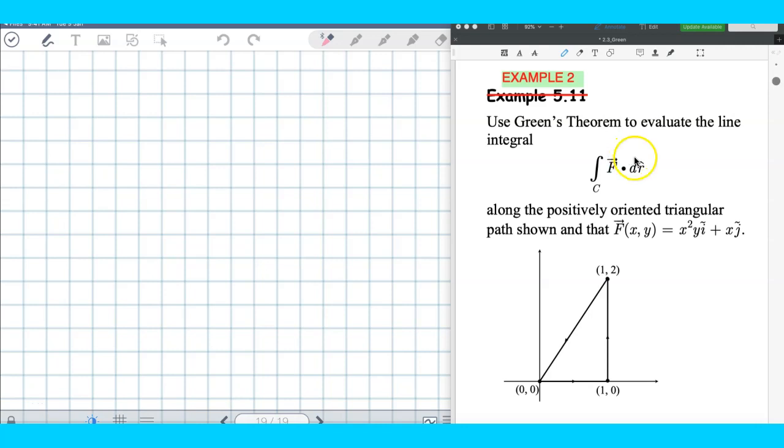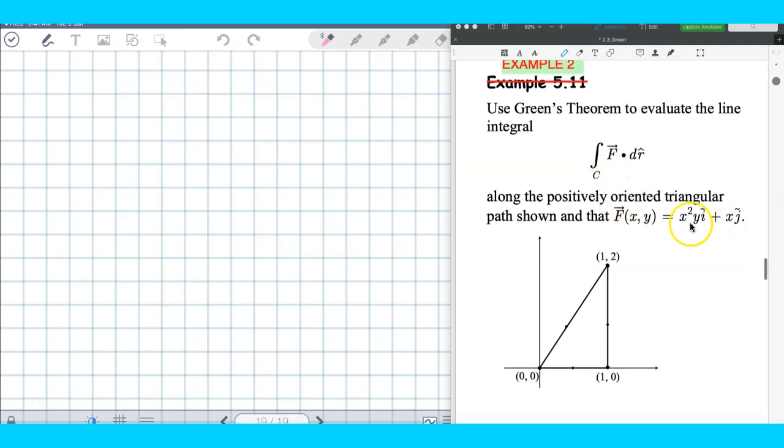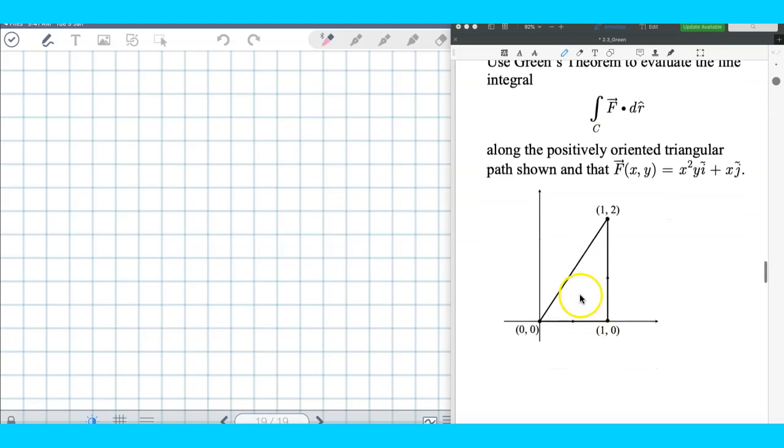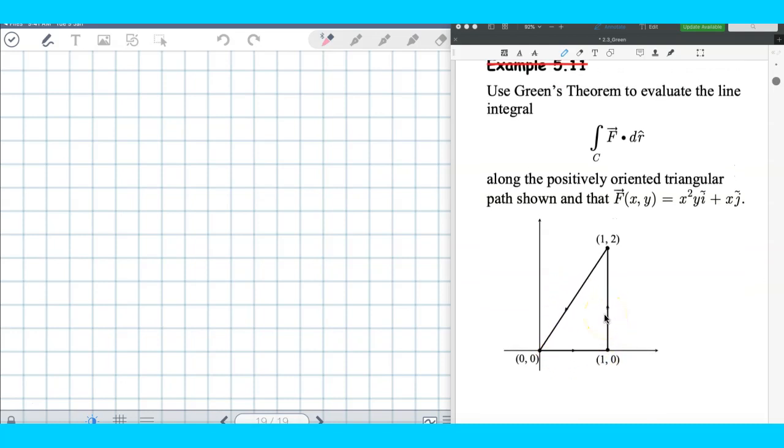Okay, on example 2, use Green's theorem to evaluate the line integral given. F is given in 2D here, and C is positively oriented, meaning anti-clockwise direction, and the path is given. So as you can see, we have a closed curve, right, and anti-clockwise direction. So now we can implement Green's theorem, because we know that one is simpler.